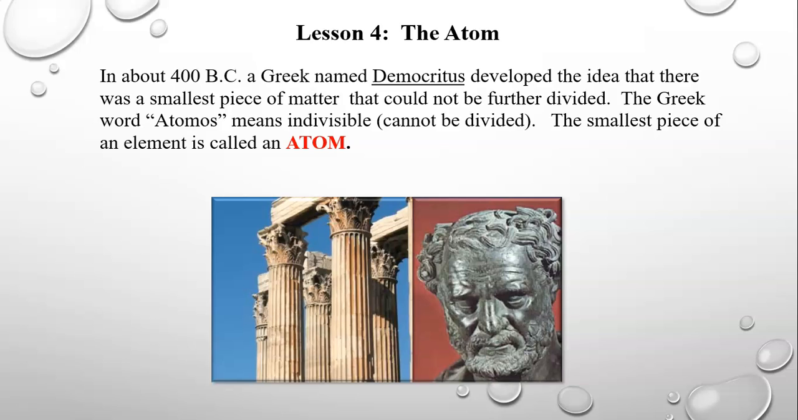Now back then they didn't have the science to really prove this. There were some Greeks that thought, no, if you had a piece of gold, you could cut it in half, take a piece of that, cut it in half, and at least in principle you could cut it in half forever. What Democritus was saying is no. You keep cutting that piece of gold in half, and you'll eventually get to a smallest piece of gold, which you cannot cut any further.